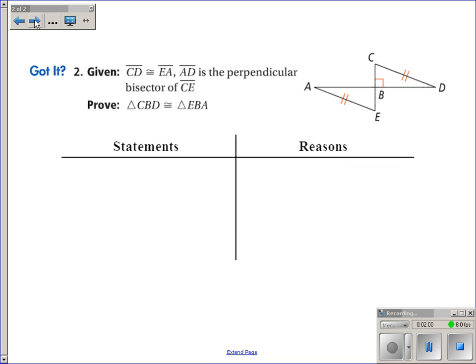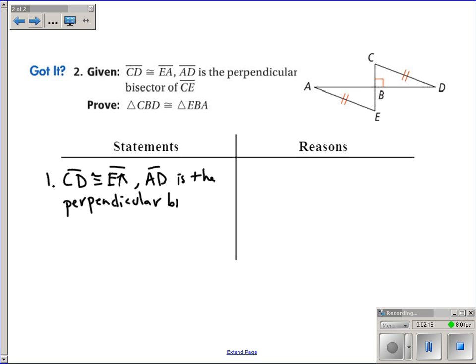The next question is another proof, and I'll start with the given. CD is congruent to EA, and AD is the perpendicular bisector of CE. Okay. Now, before I begin analyzing this and how I'm going to go about proving it, I first want to think about what the given means. Now, I know what it means for CD to be congruent to EA. Okay, it's also drawn in our diagram. But what does it mean for AD to be the perpendicular bisector of CE?